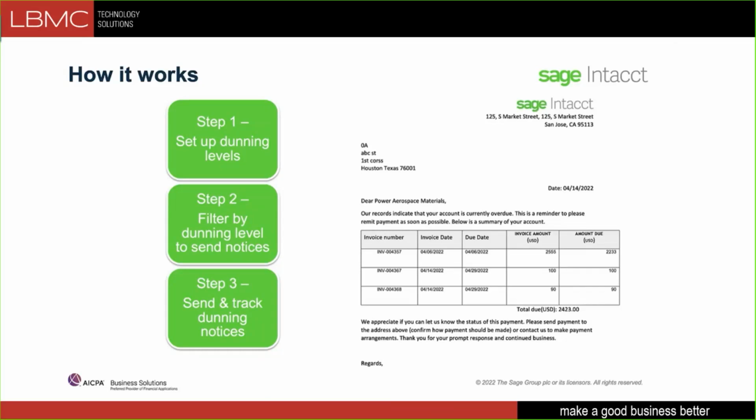But then within the system, after you define those, you can filter by your dunning level, and it'll automatically pull out the customers that meet that criteria. And then you can send those notices and keep track of which customer you sent notices to and when. So the Intacct system will do all of that work for you, after you do some key things to get it set up.